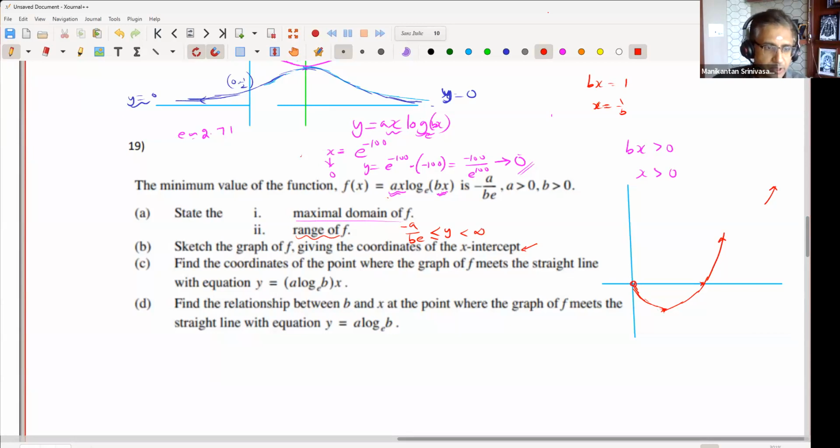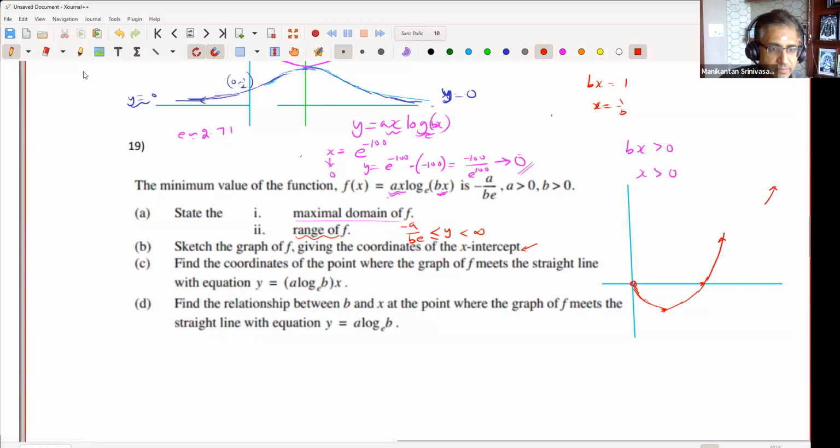Okay, all good so far on this one? Makes sense? Keshav, same answers, right, so far?